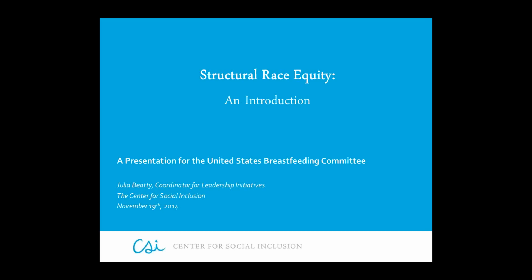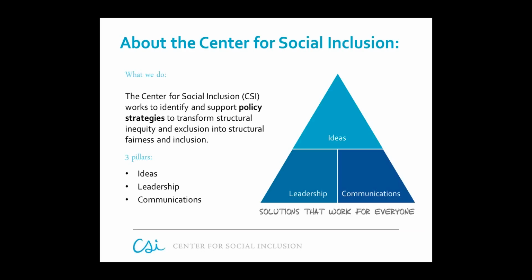And as Megan introduced me, I'm Julia Beatty, the Coordinator for Leadership Initiatives at the Center for Social Inclusion. I want to tell you a little bit about the Center for Social Inclusion. We are a national policy advocacy intermediary with expertise in uniting policy reform strategies and grassroots advocacy to transform inequity and exclusion into fairness and inclusion. We work with community groups and national organizations to develop policy ideas, to foster leadership, and to also develop communications tools that will create an opportunity-rich world in which we will all thrive, no matter what our race and ethnicity is.